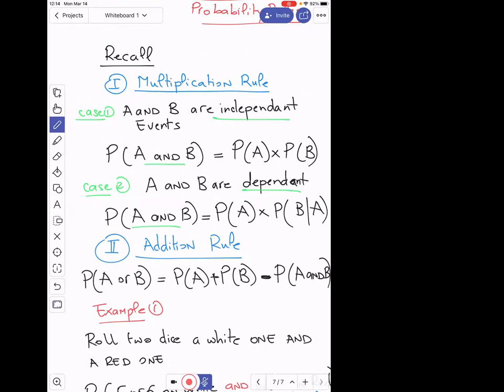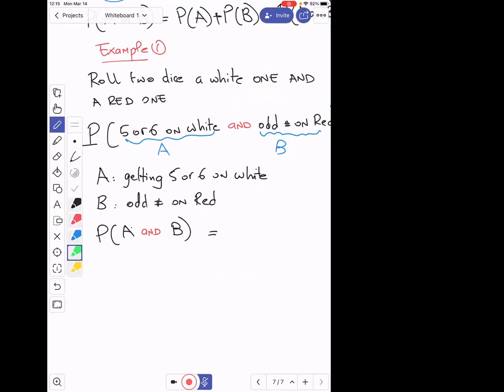Now in our example, you roll 2 dice. The first event is you get some number on the white one, and the second event is you get another number on the red one. So are the two events independent? When you roll 2 dice, getting a number on the first and another number on the second, there is no relation between the two events. They are independent, because there is no connection between the two dice. So in this case, A and B are independent.